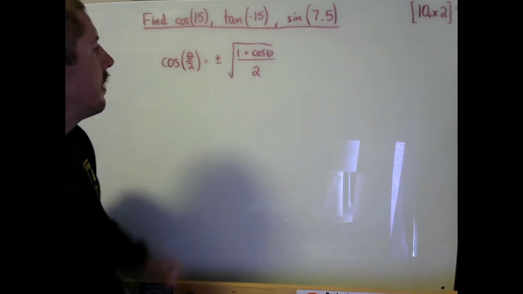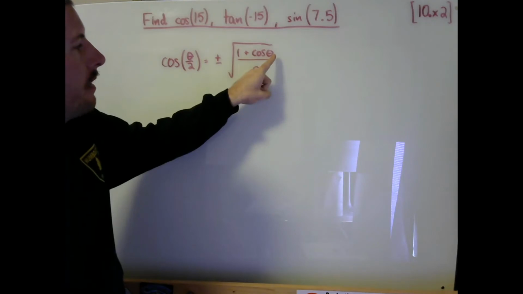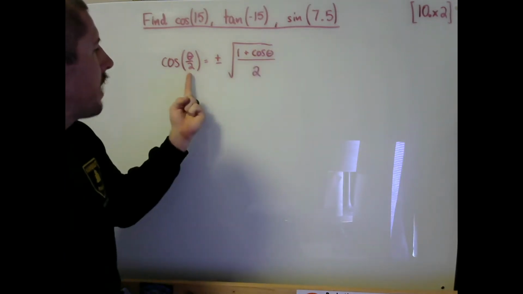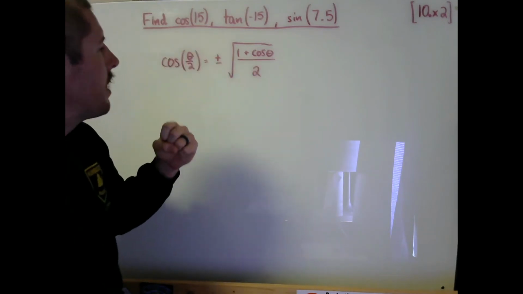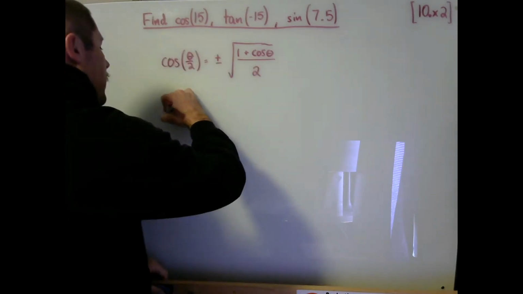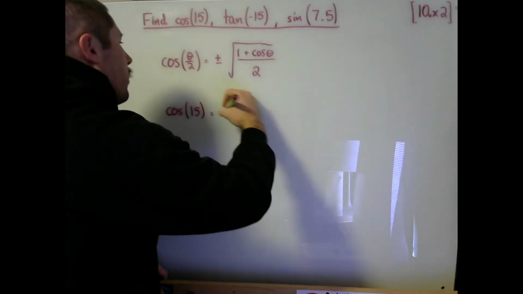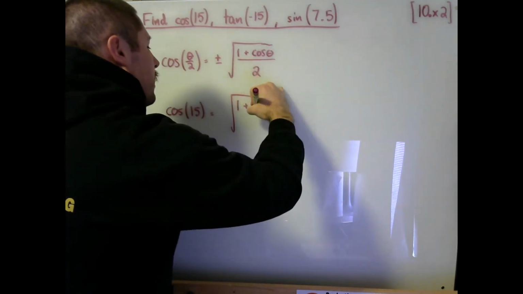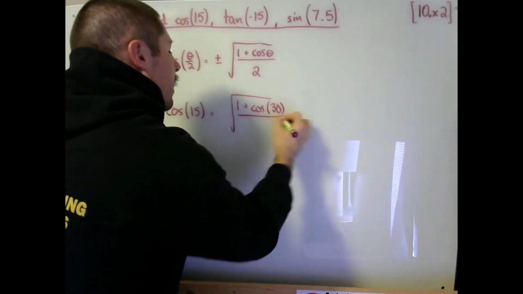In our case, the half angle is the 15. What is it half of? The angle that we actually know things about, 30. So notice in our formula here, this angle is half of this angle. 15 is half of 30. So that allows me to rewrite this as cosine of 15 equals the square root of (1 plus cosine of 30), all divided by 2.